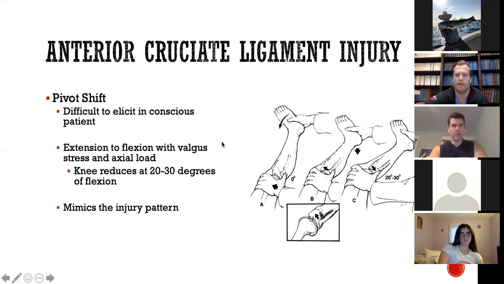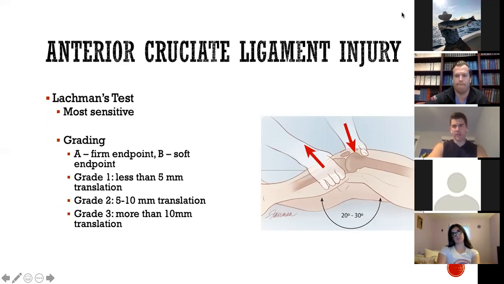Just to go back to that one, what do you think is more beneficial or important, the endpoint or the amount of translation? I think the endpoint is the biggest thing that you can get. The amount of translation has a very low inter-observer reliability. Judging what 5 millimeters of translation is, you're not going to be arguing with someone whether it's a 1 or a 2. Whereas if you say there's a firm endpoint or there's a soft endpoint, that's something that really can be discussed and has a much greater consensus. Yeah, I feel the same way.